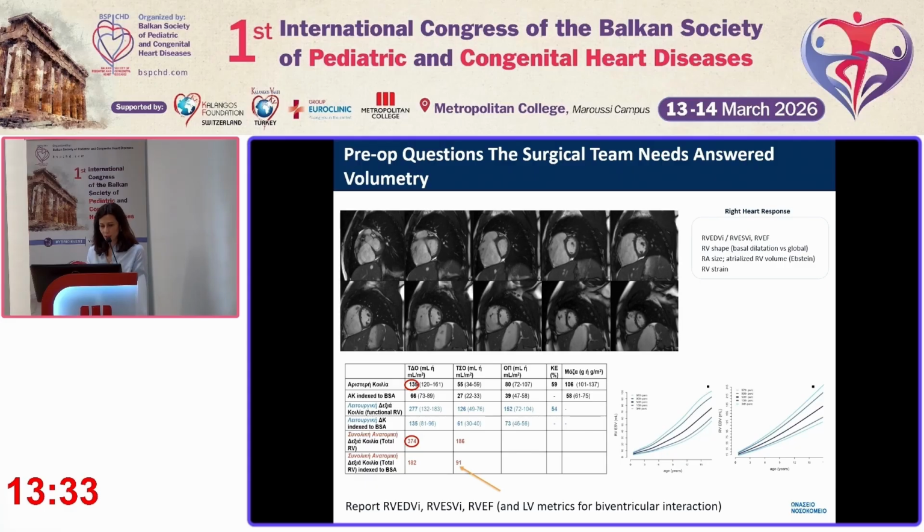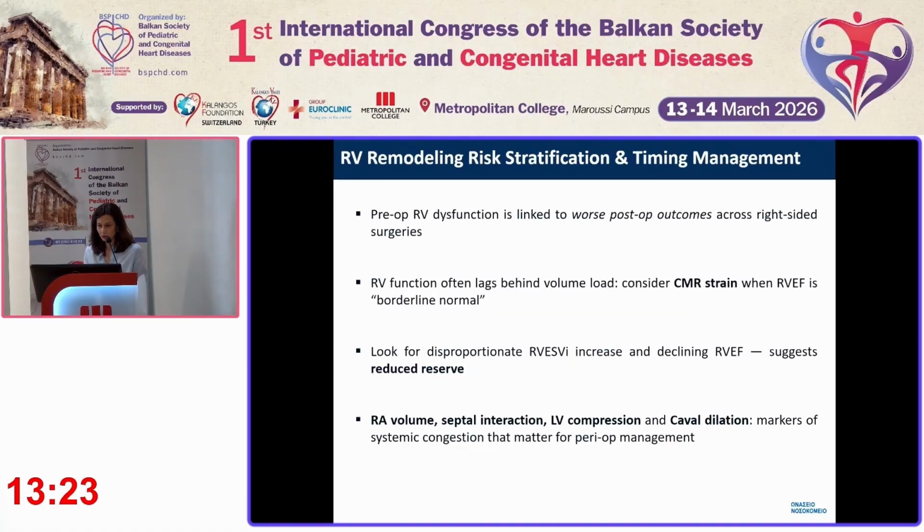The end systolic volume indexed and the RV function are also critical parameters in driving timing of the intervention. And that is because early surgery before irreversible right ventricular dysfunction remains the goal. And because the RV function often lags behind volume load, you need to consider CMR strain when the EF is borderline normal. And tracking the patients along the time through serial CMRs has significant value.